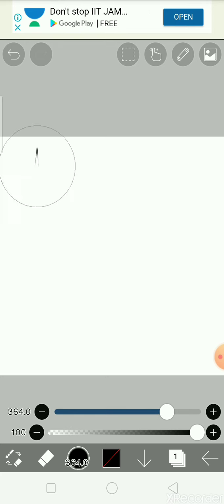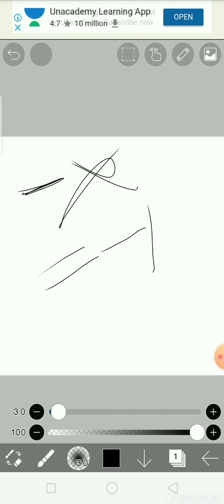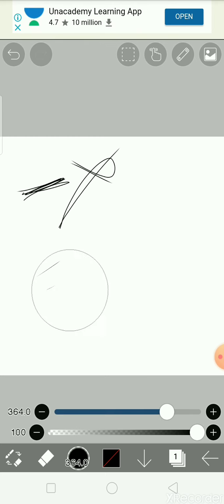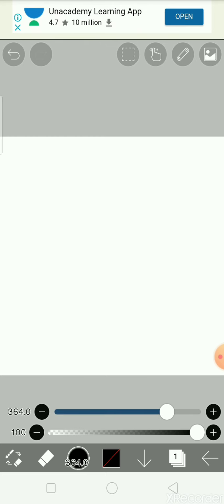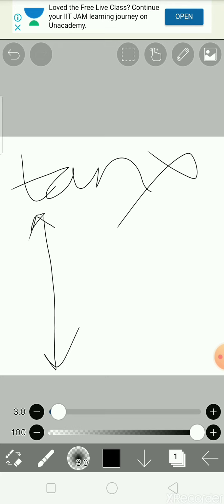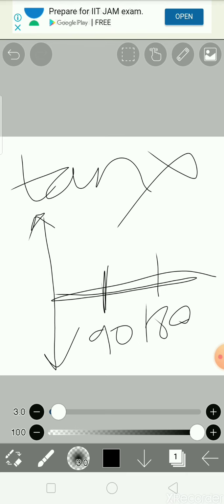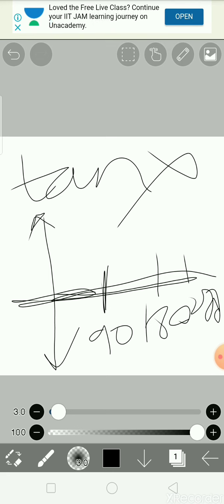Again, if we take a function which is negative, minus of x, the derivative of minus of x is minus 1. Or if we take another function, tan, what's the graph of the tan function? So the graph would be like for 90, 180, 270, 360. Initially it's 0.